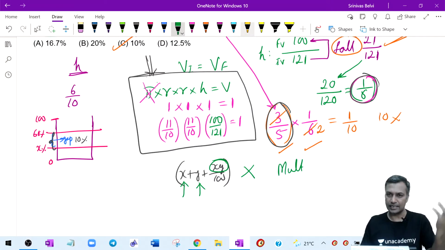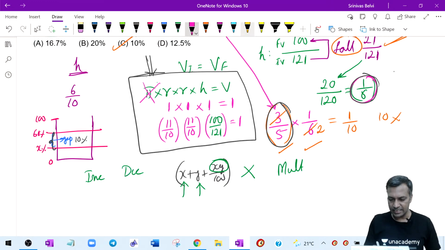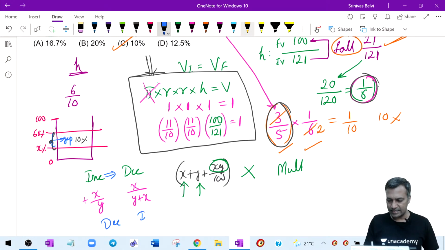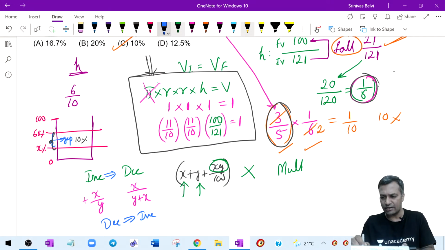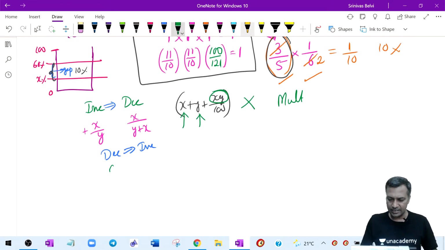Some people calculate something like this. Then some people understand increase and decrease. If the increase is of the form x by y, the decrease will be of the form x divided by y plus x. Something like this they will write. If the decrease is given, then the increase is asked. All these are customized tools. It is not that I don't know about them. I know about them. If the decrease is of the form a divided by b, then the increase will be of the form a divided by b minus a.